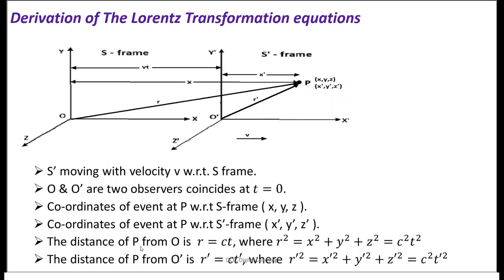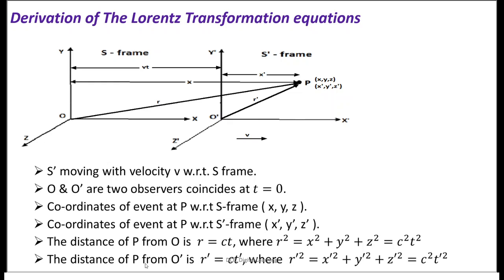The distance of P from O is r, that is equal to c into t. r is the distance between the point P and the observer O, equal to the velocity of light c times the time t, where using the geometry we can write r squared is equal to x squared plus y squared plus z squared, which is equal to c squared t squared.